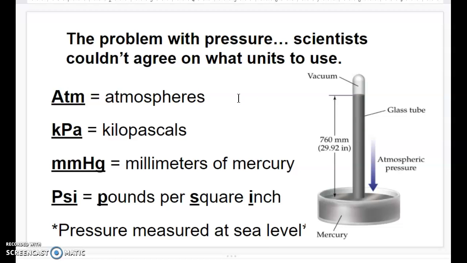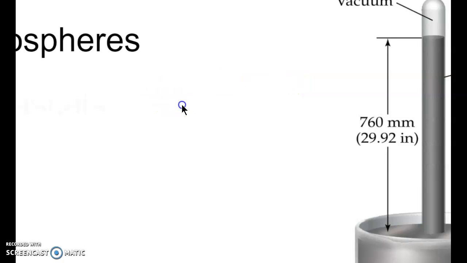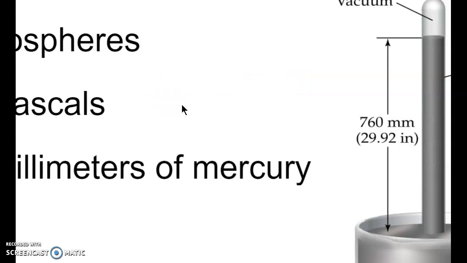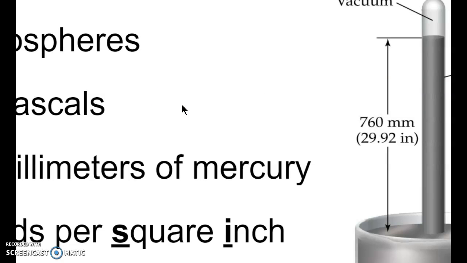So we have atmospheres, we have kilopascals, we have millimeters of mercury. We have multiple different types of pressure units: kilopascals, millimeters of mercury, and pounds per square inch. And if you look over on the side here, we have a barometer. So this is just an example.